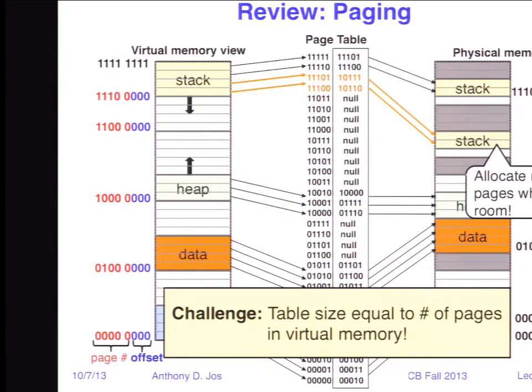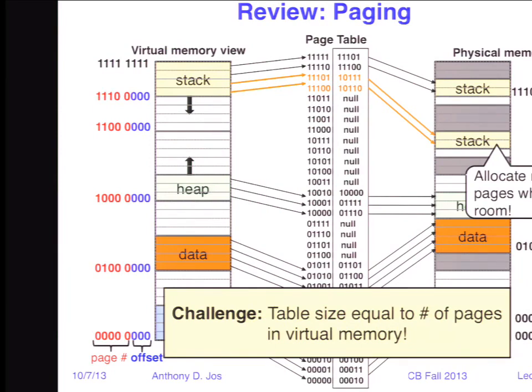So the question is, what do we do when we have 64-bit address spaces? We use multi-level translation. That's the solution. We're only going to store entries for those pages that are in use. We can't do that with this approach, right? This approach, we need a full contiguous table. That table has to be actually stored in contiguous memory. Any other questions?